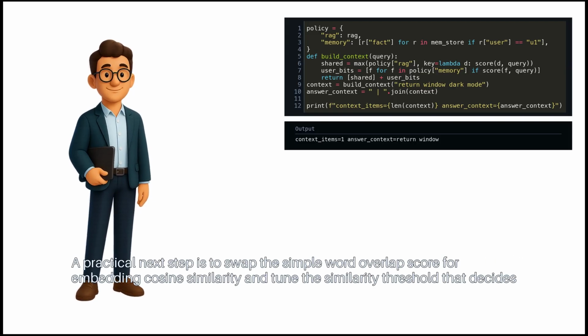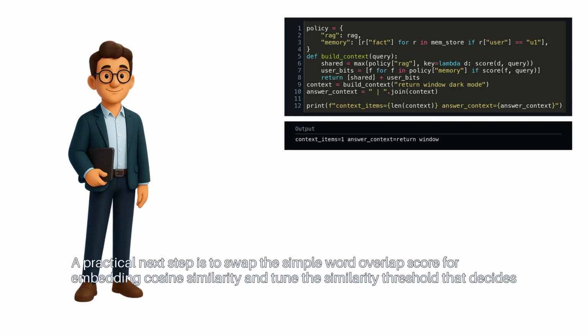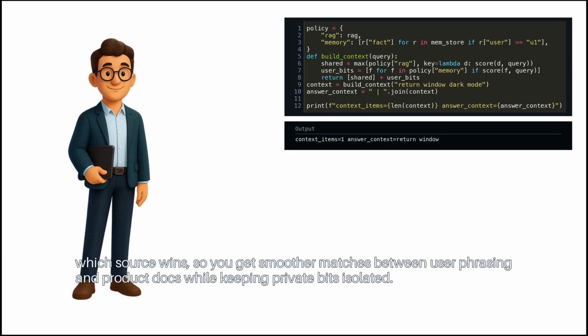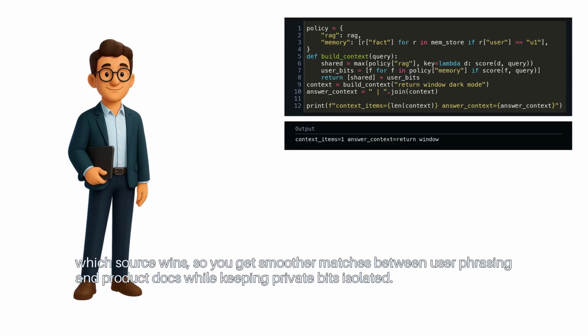A practical next step is to swap the simple word overlap score for embedding cosine similarity, and tune the similarity threshold that decides which source wins, so you get smoother matches between user phrasing and product docs while keeping private bits isolated.